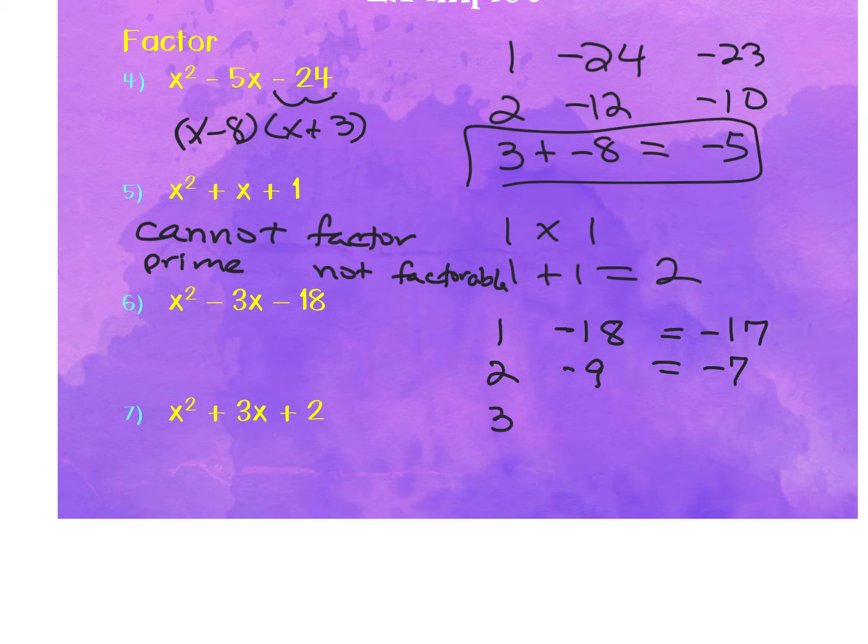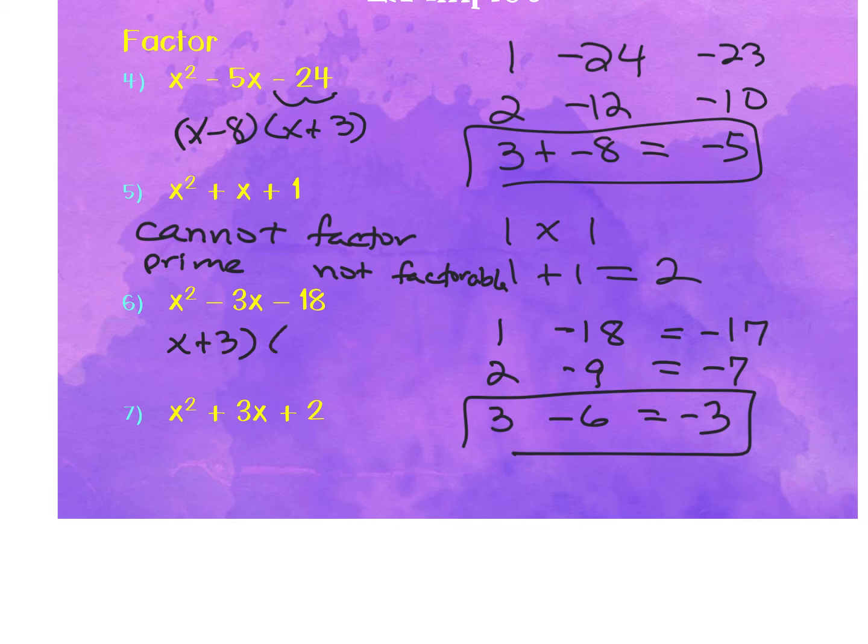Next one is 3 and 6. And there we go. So the two factors are positive 3 and negative 6. So x plus 3, x minus 6. And you're done. Now, always what you should be doing on these is always look for a greatest common factor. But obviously, these were pretty simple. There wasn't any GCF here. So we were just jumping right into the factoring.